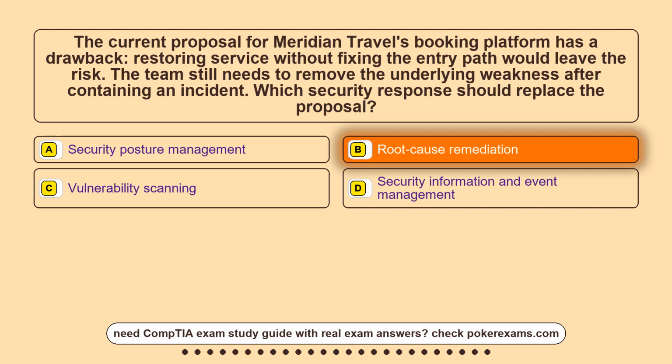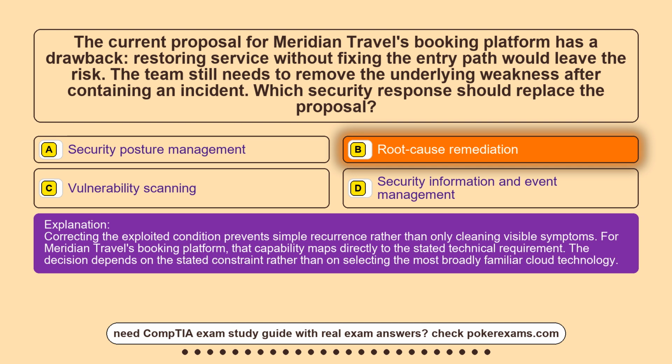The correct answer is option B, root-cause remediation. Correcting the exploited condition prevents simple recurrence rather than only cleaning visible symptoms. For Meridian Travel's booking platform, that capability maps directly to the stated technical requirement. The decision depends on the stated constraint rather than on selecting the most broadly familiar cloud technology.